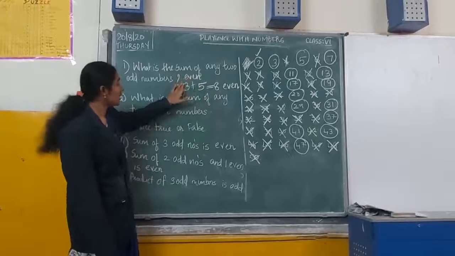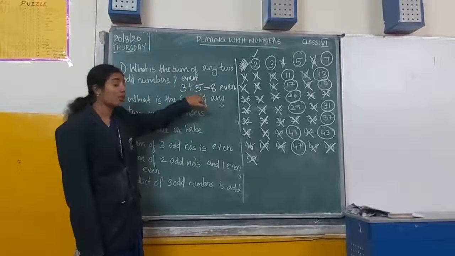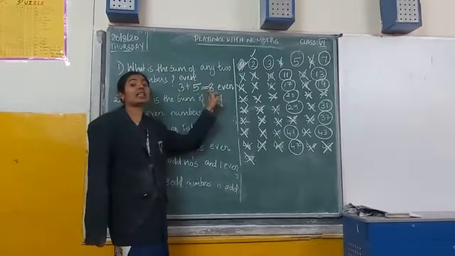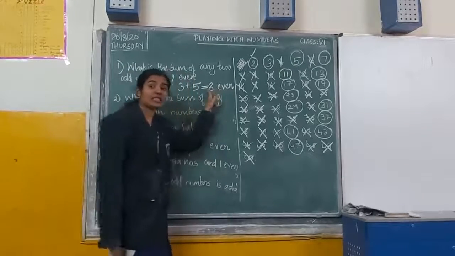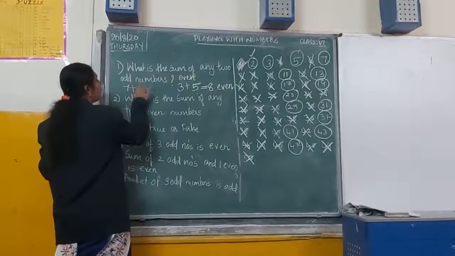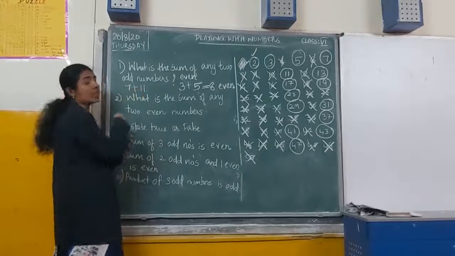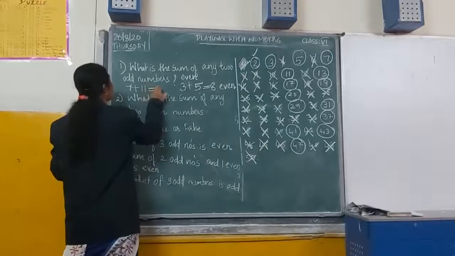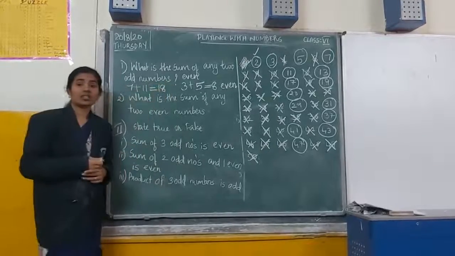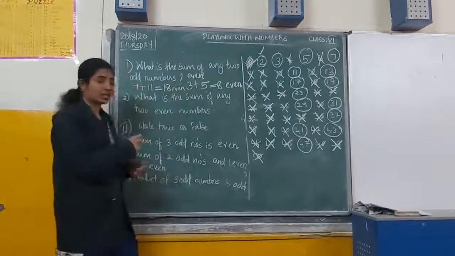Isn't it? See here, for example, 3 and 5 are odd numbers. When you are adding them, you will get the answer 8. That means that is an even number. Can you say another example? 7 plus 11 I will do. 7 is an odd number, 11 is an odd number. When you are adding, you will get 18. That is an even number. Isn't it?